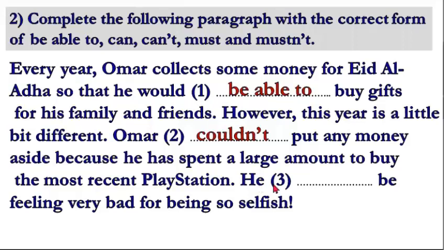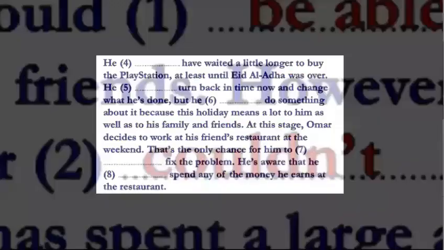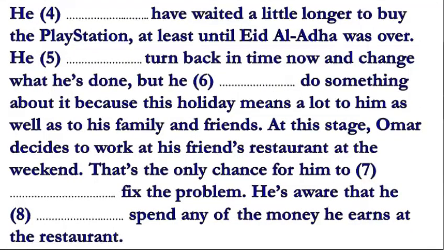Number 3, he be feeling very bad for being so selfish. So I'm sure he is sure about something, so he must be feeling bad. Number 4, he have waited a little longer to buy the PlayStation, at least until Eid al-Adha was over. So he could have waited, something that was possible in the past. He could have waited a little longer until Eid al-Adha was over.